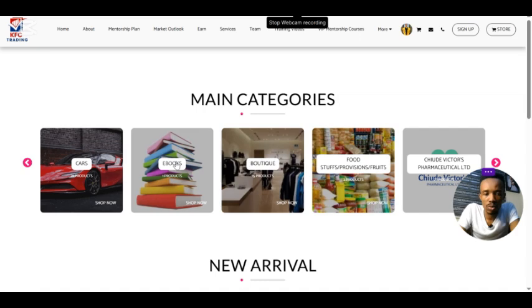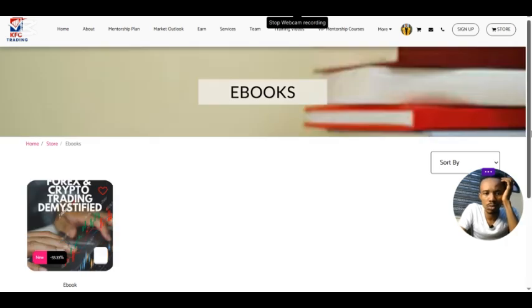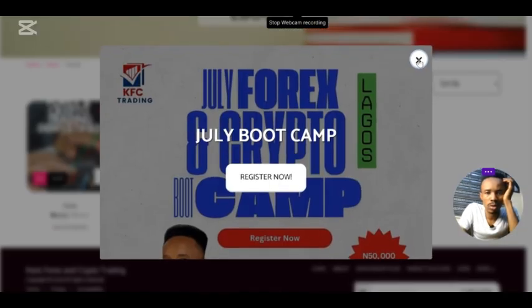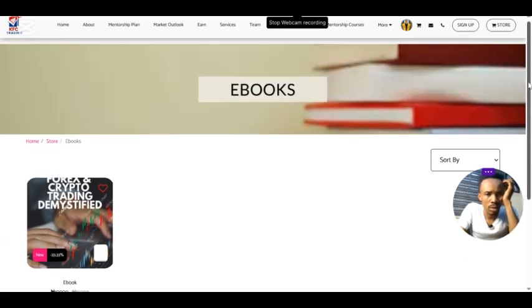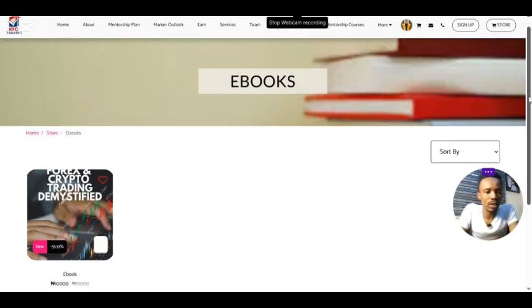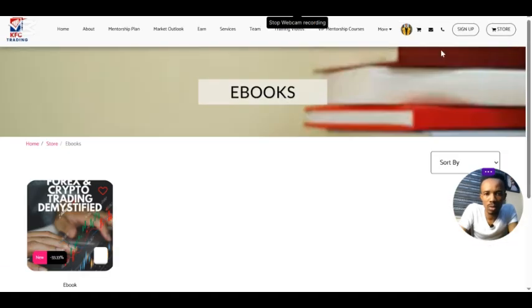So the ebooks are what we're particular about for this discussion. If you click on the ebook, it brings you straight to our book. I'm wondering why the book is not listed here. I'm going to talk to the support, the technical team, to ensure that it's there. But we have the Forex and Crypto Trading Demystified. It's here. In this one, it is 10,000 naira. That's even cheaper than $10. So that will be done.